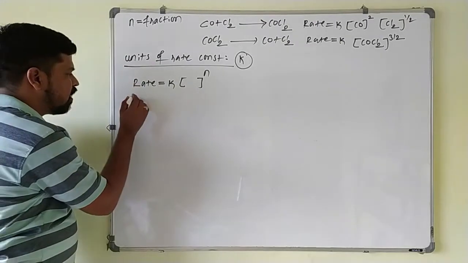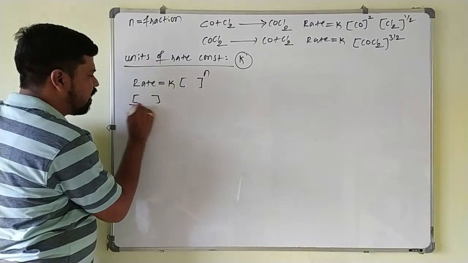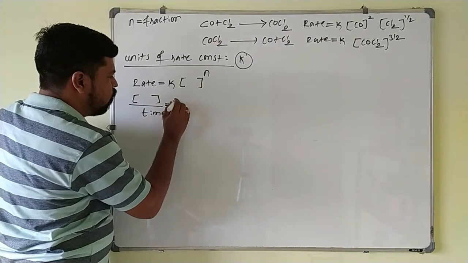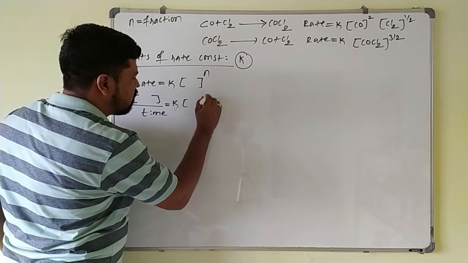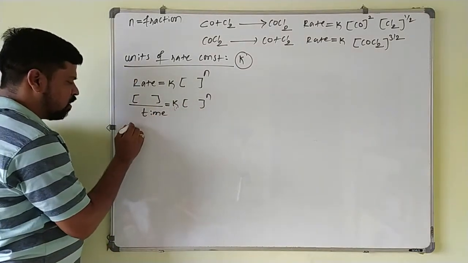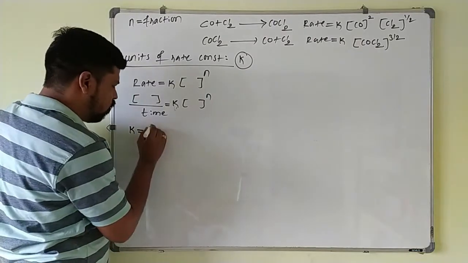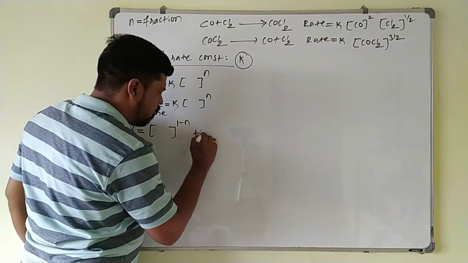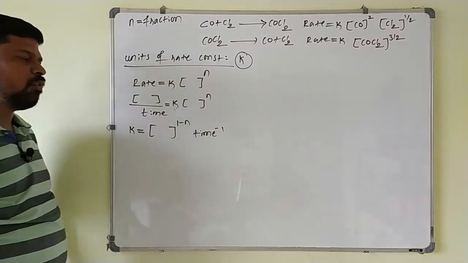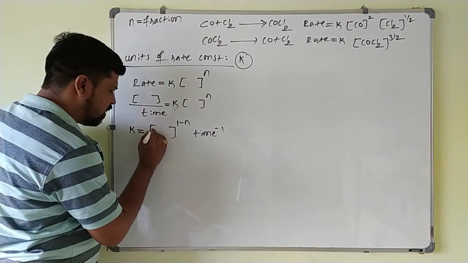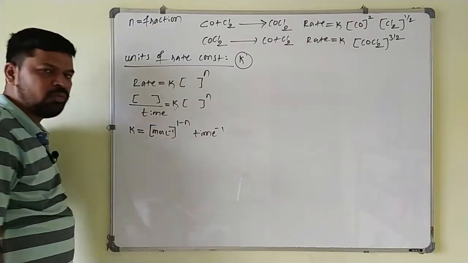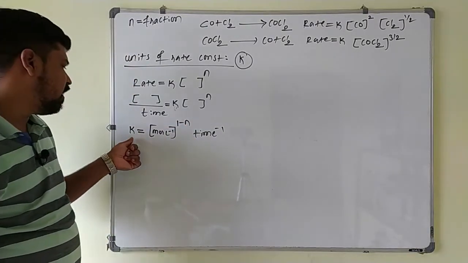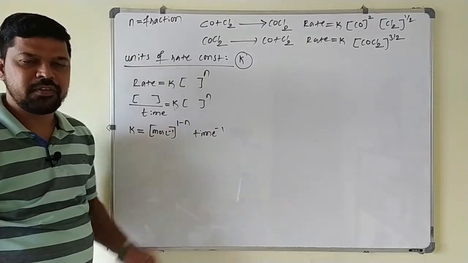What is the rate of the reaction here? This is nothing but molar concentration of the reactant divided by time. So this is equal to K into molar concentration of the reactants power n. If you rearrange this, K is equal to molar concentration of the reactants power 1 minus n into reciprocal of time, per time. If the concentration is taken in terms of mole per liter, now you substitute the n value here, so that you will get the unit of rate constant for different order reactions.